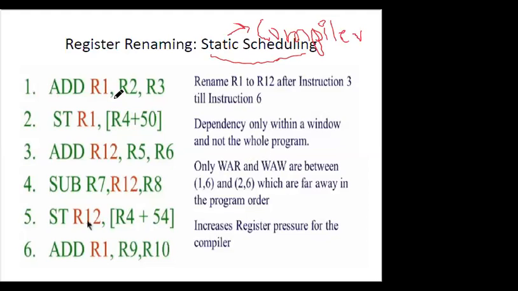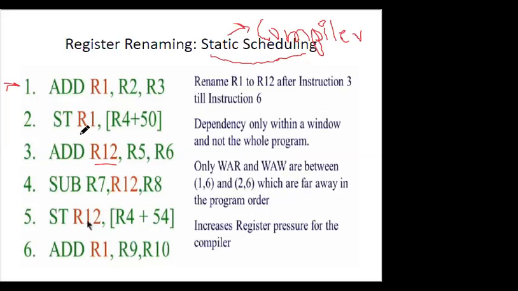So register renaming is the method, and let us see how it is performed. We have an add instruction, R1, R2, R3. So rename R1 to R12 after instruction 3 till instruction 6. We are renaming this R1 because when we execute instruction 1, it is fetched and under execution. It takes the values from R2 and R3 and updates R1.